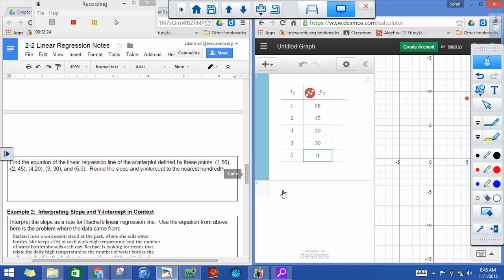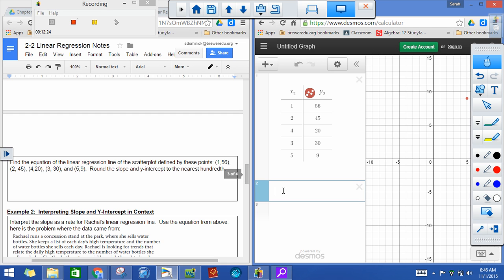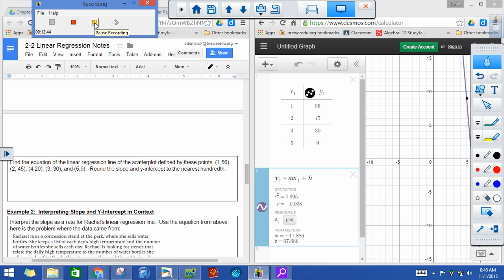Alright, my next thing is to tell it that I want something to be linear. So y1 is about mx1 plus b. It's mad at me. Alright, so all I did is I closed everything out and started new, so it was telling it that I want this table to be red. Okay, so here again is my m and my b.